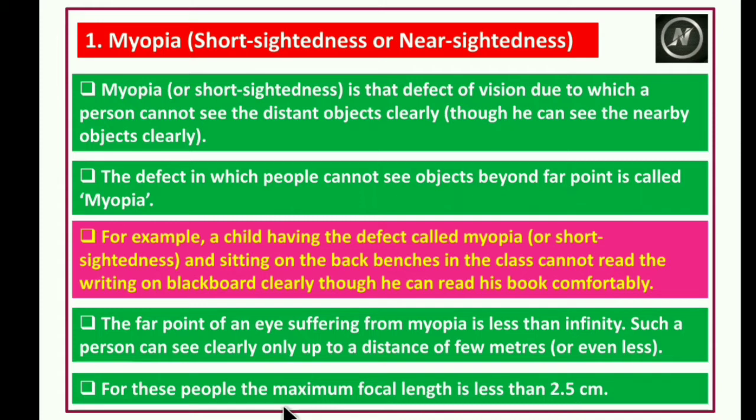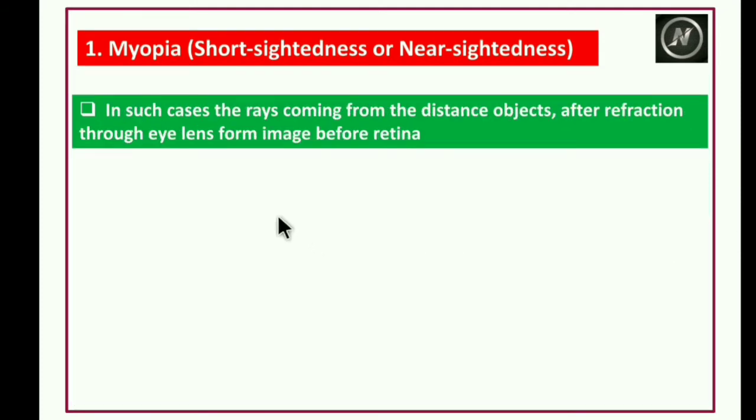For such people, the maximum focal length is less than 2.5 centimeters. In such cases, the rays coming from distant objects, after refraction through the eye lens, form the image before the retina. In the sense that the person whose far point is less than infinity, the rays coming from distant objects form the image before the retina.